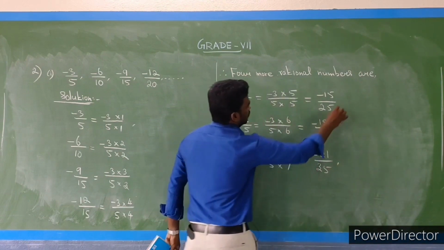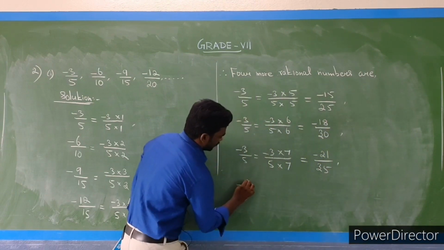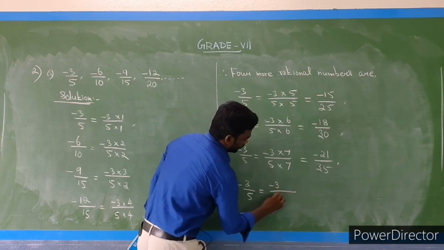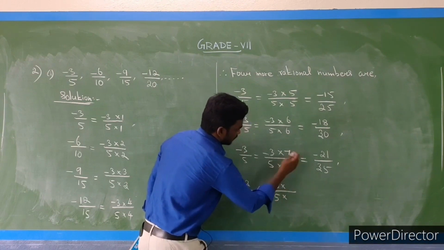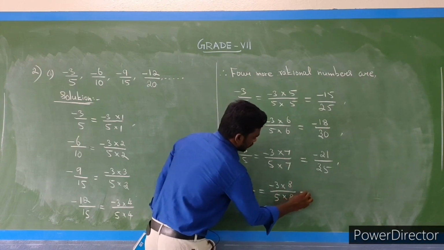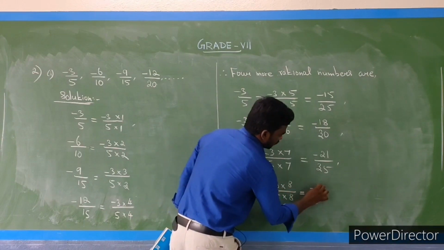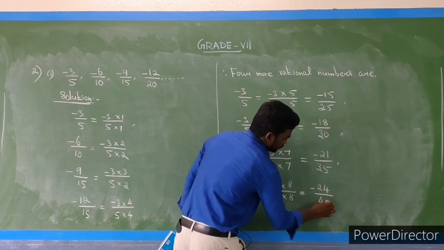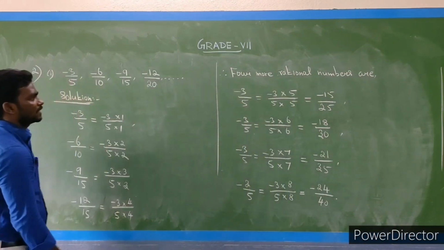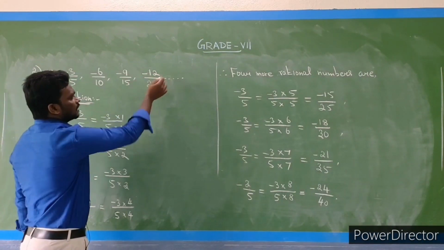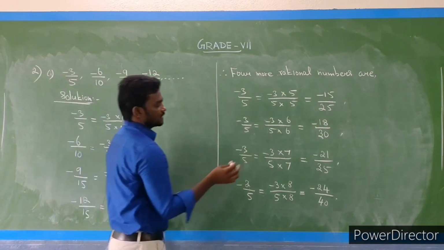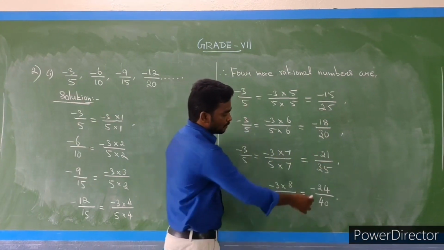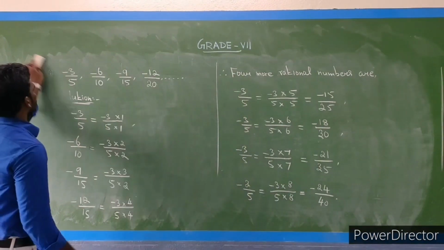35. So the next number is minus 3 by 5 multiplied by the next number after 7, that is 8. So minus 3 eights are minus 24 divided by 5 eights are 40. So the 4 more rational numbers, that means the continuation of this pattern: minus 15 by 25, minus 18 by 30, minus 21 by 35, minus 24 divided by 40.